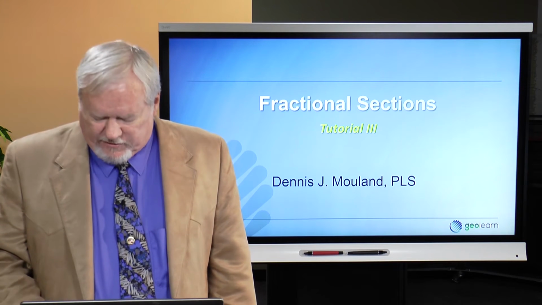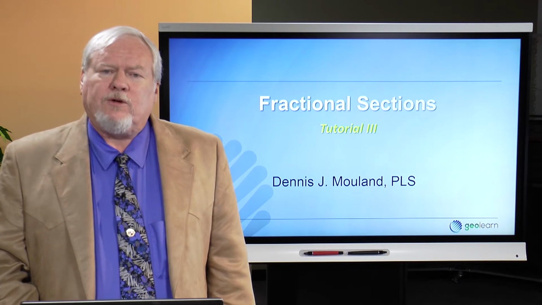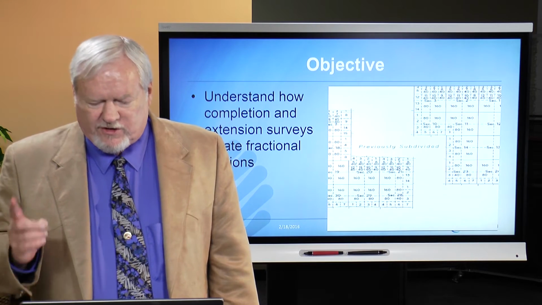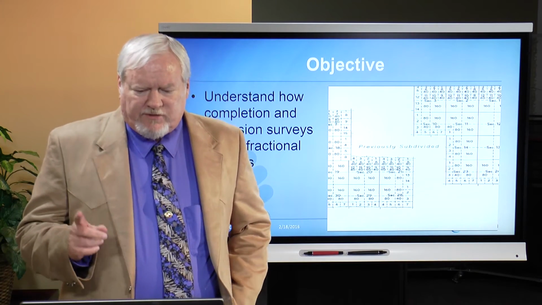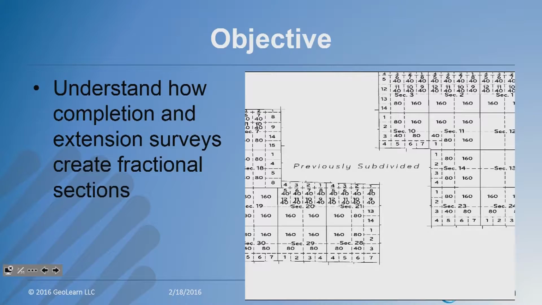So now we move on to this third part here, and what we're going to do is, first of all, set an objective. Our objective is very simple. We're going to understand how completion and extension surveys create fractional sections.